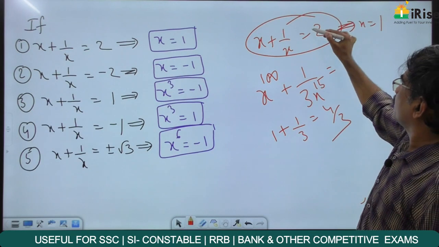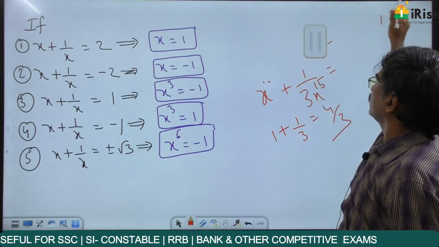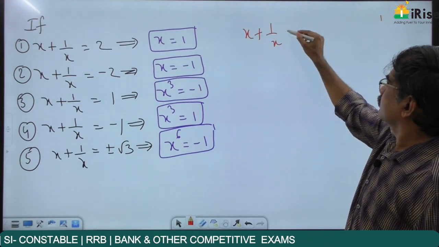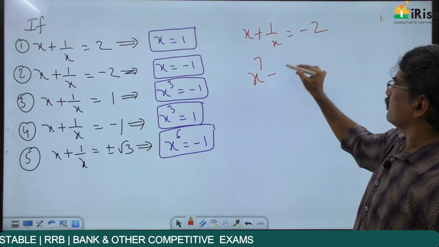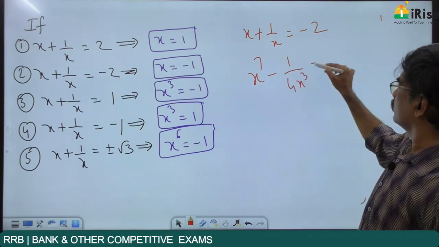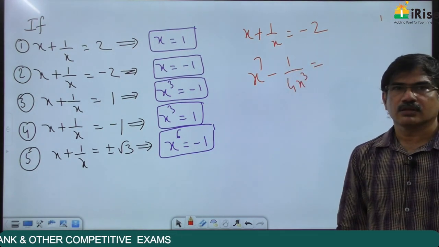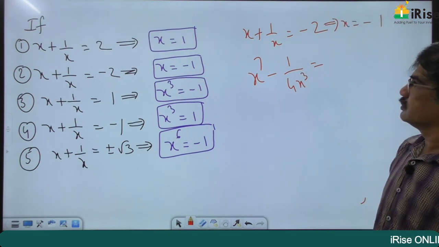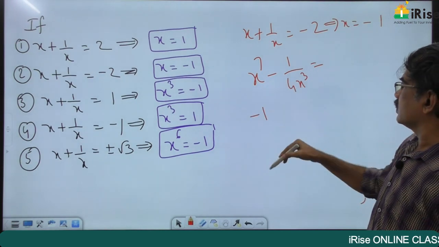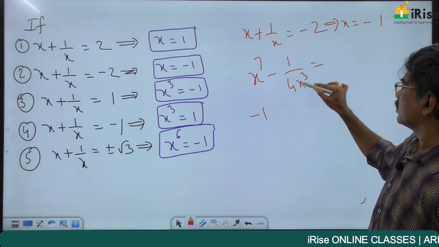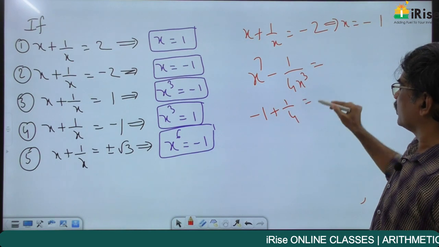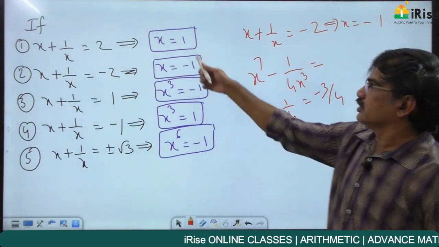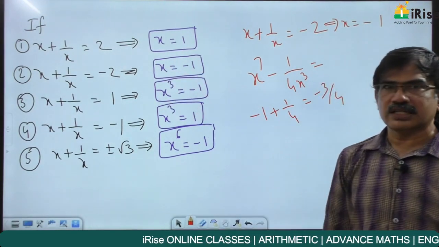Okay. If x plus 1 by x is equal to minus 2, then what is x power 7 minus 1 by 4x cube? If this condition is given, x is equal to minus 1. Put x is equal to minus 1, this is minus 1. Put x is equal to minus 1, this is minus, so plus 1 by 4. So minus 4 plus 1, minus 3 by 4 is the answer. So if you know these concepts, the problems are very easy.